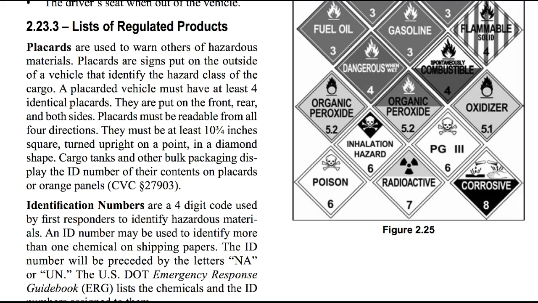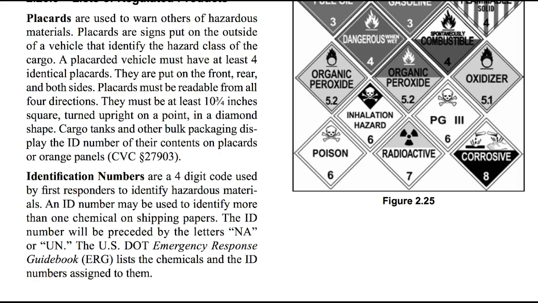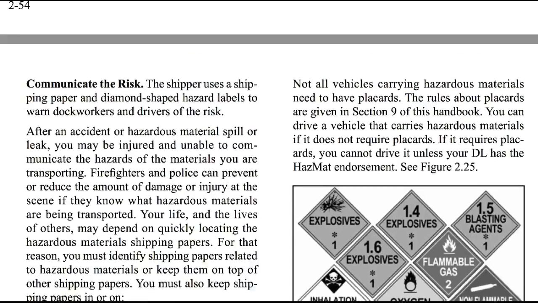Cargo tanks and other bulk packaging display the ID number of their contents on placards or orange panels. Identification numbers. Identification numbers are a 4-digit code used by first responders to identify hazardous materials. An ID number may be used to identify more than one chemical on shipping papers. The ID number will be preceded by the letters NA or UN. The U.S. Department of Transportation Emergency Response Guidebook lists the chemicals and the ID numbers assigned to them.